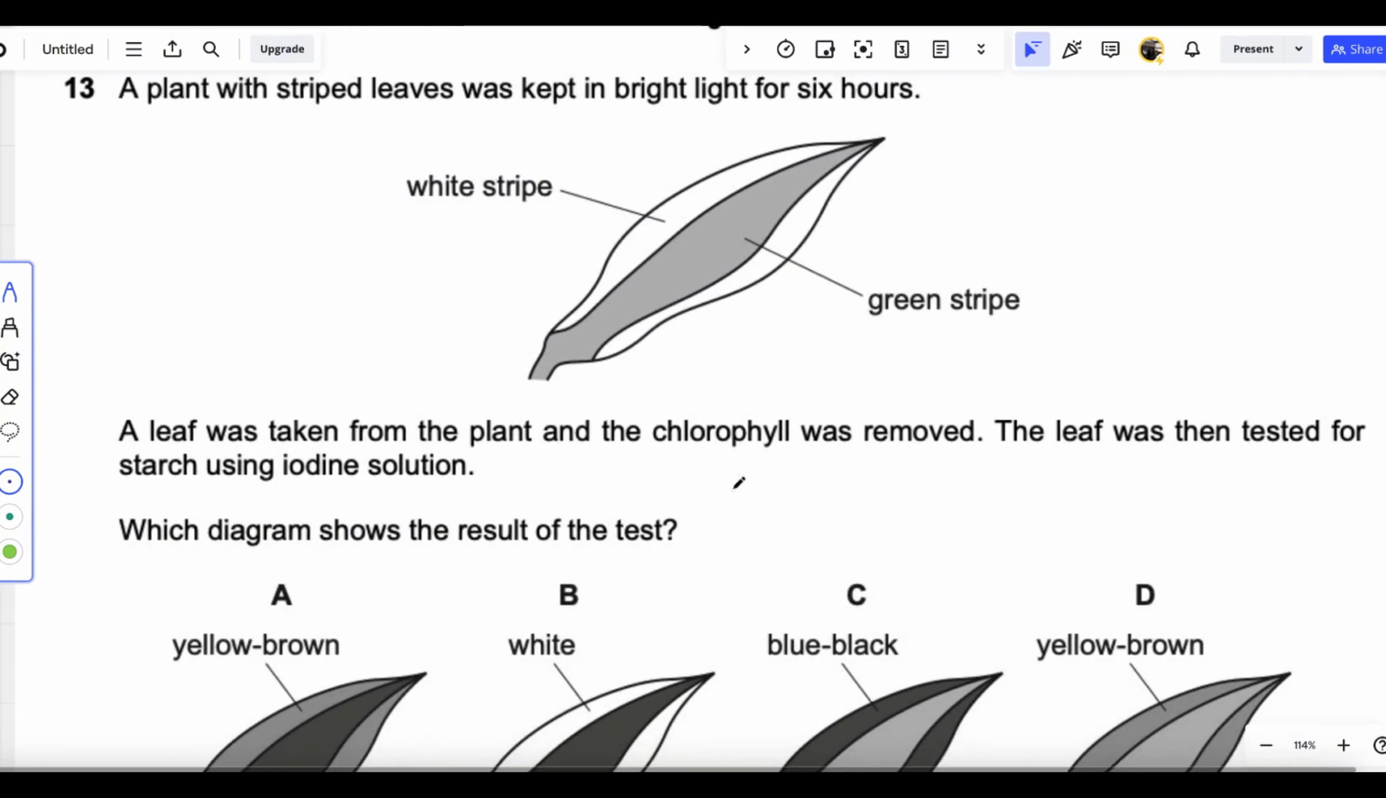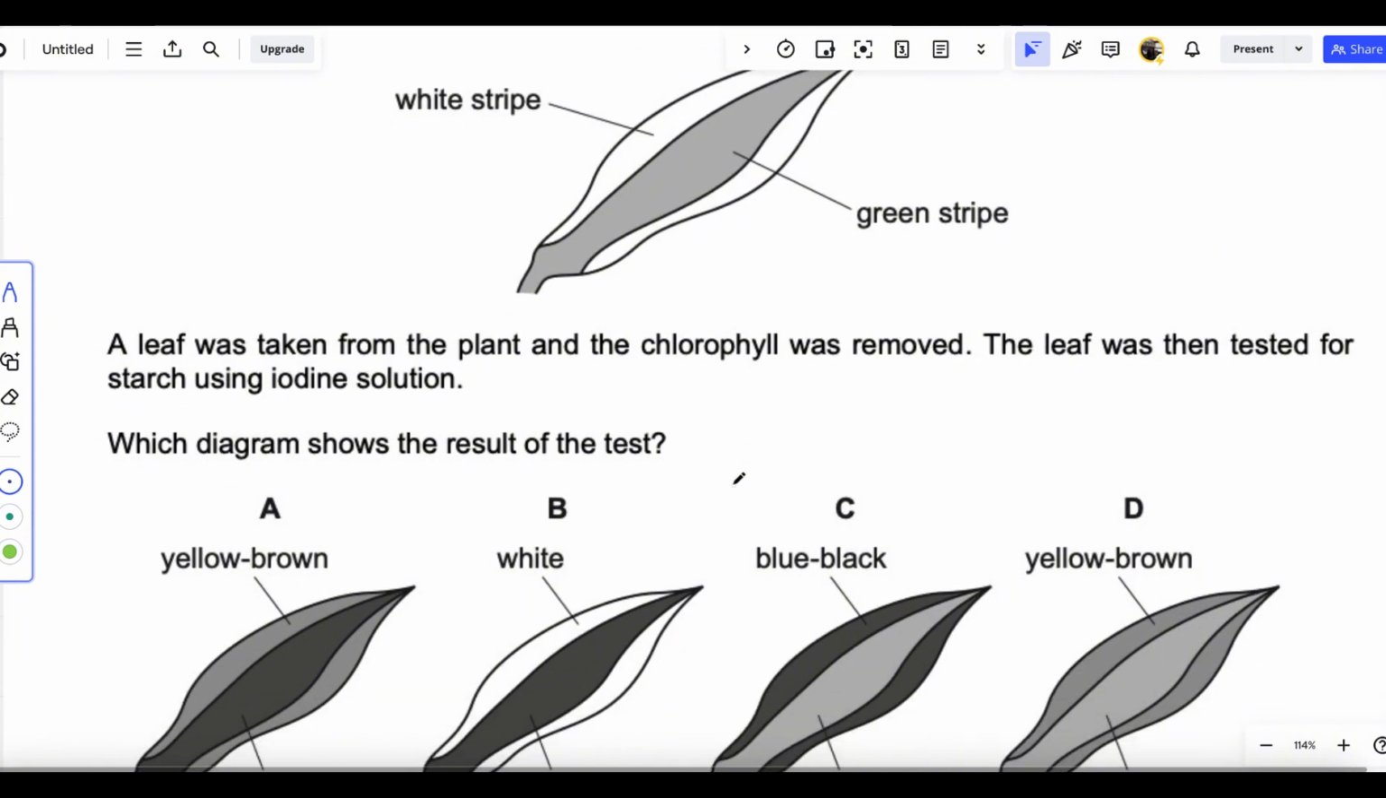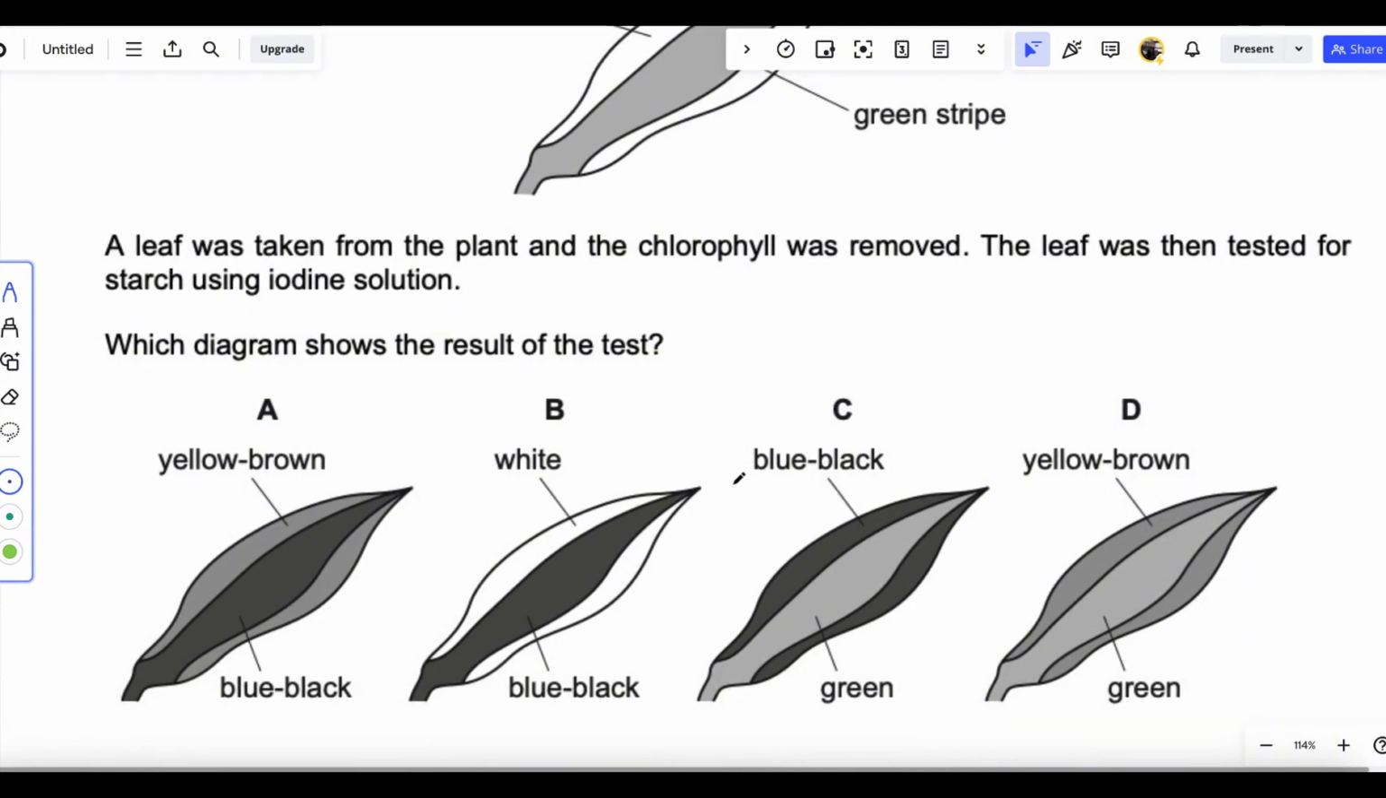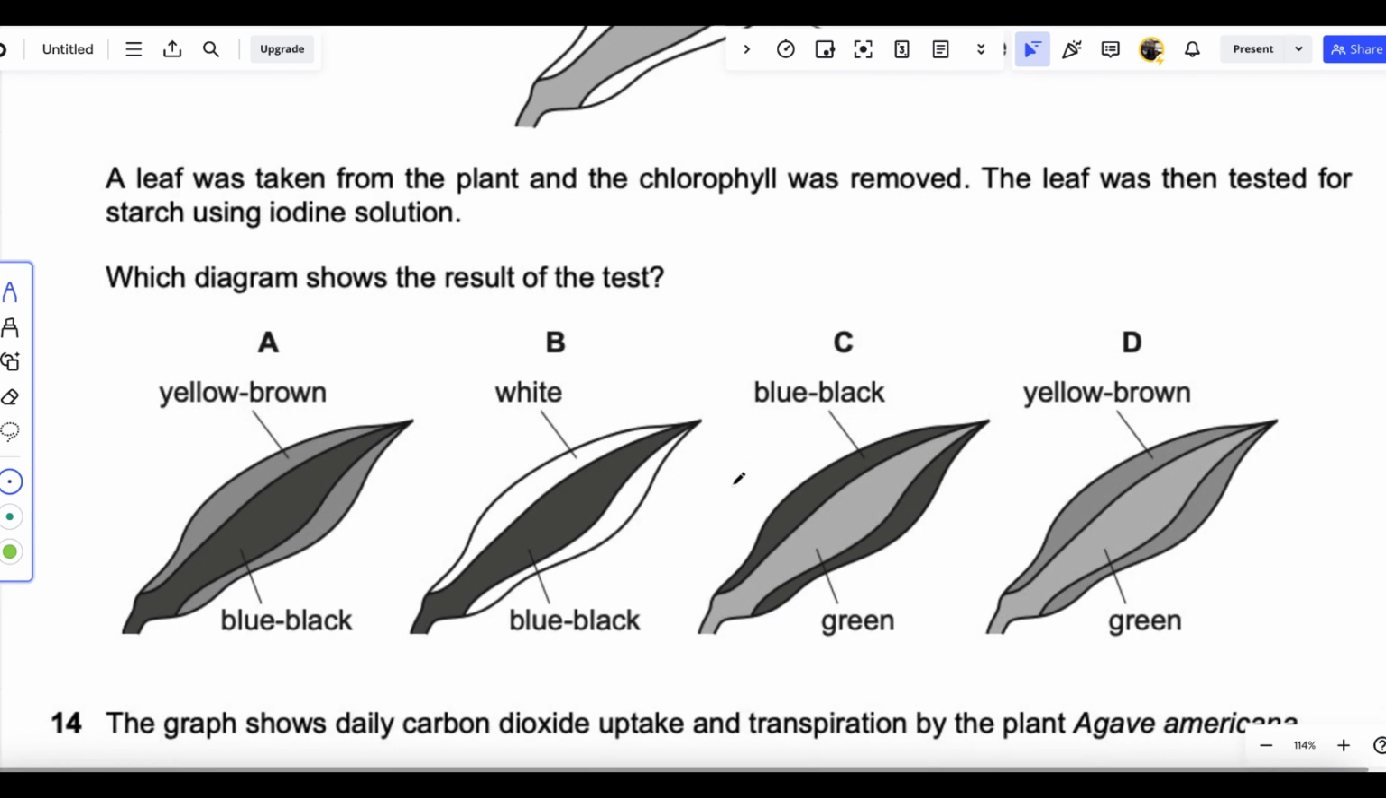Okay, now a leaf was taken from the plant and the chlorophyll was removed. The leaf was then tested for starch using iodine solution. Which diagram shows the result of the test? Which diagram shows the result? It should be A, right?